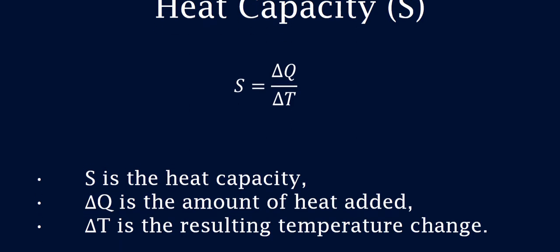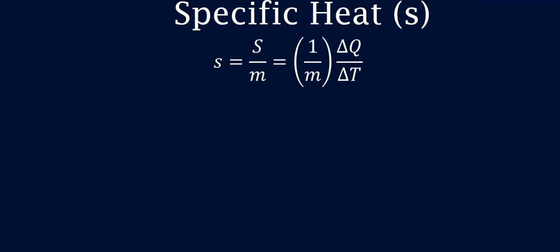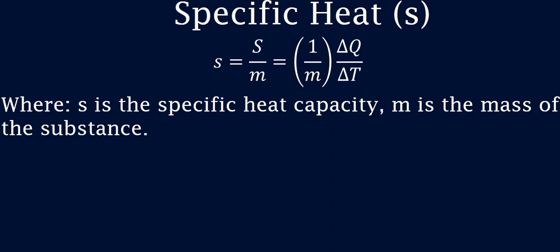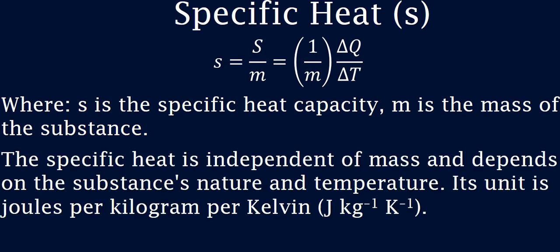Specific heat, small s, is equal to capital S upon m, which can be written as (1/m) × (ΔQ/ΔT), where small s is the specific heat capacity and m is the mass of the substance. The specific heat is independent of mass and depends on the substance's nature and temperature. Its unit is joules per kilogram per Kelvin.